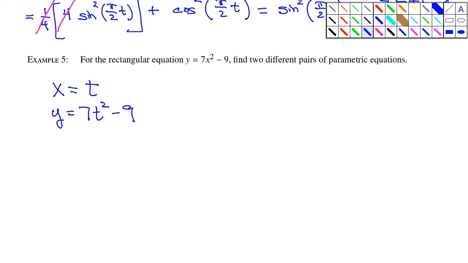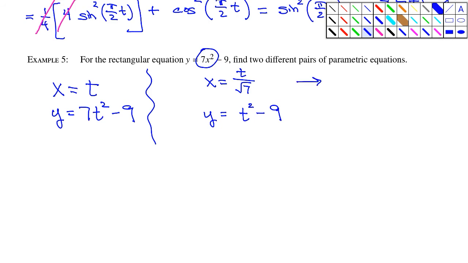That is not very exciting, but it is a parameterization. Is there some other way that we could parameterize this? And the answer is yes. We could let x be equal to t divided by the square root of 7, and then y is equal to t squared minus 9. So essentially what I'm trying to do is build up this piece, the 7x squared, from the x and then interfacing it with the t. Now let's see how that actually works out.